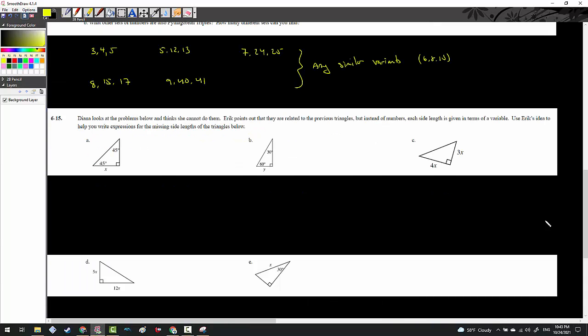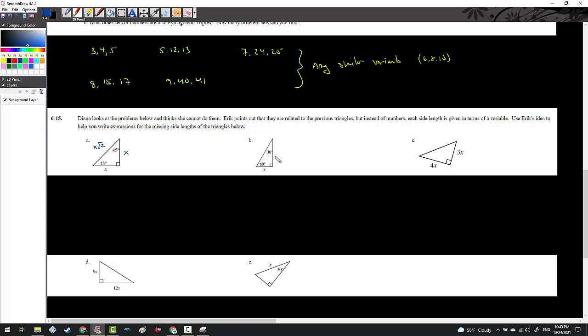So it looks like Diana's having some problems with these questions here. Let's see if we can figure out a pattern, and we're going to solve for each of the missing side lengths. It's almost exactly like the first set of problems. So with this 45, 45, 90, this side being x, the vertical side has got to be x, and the hypotenuse has got to be x rad 2.